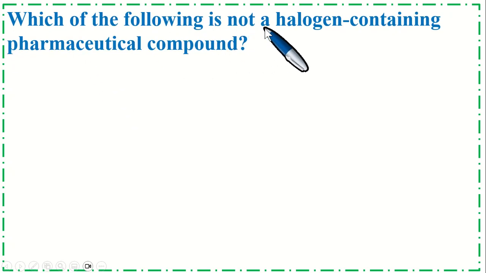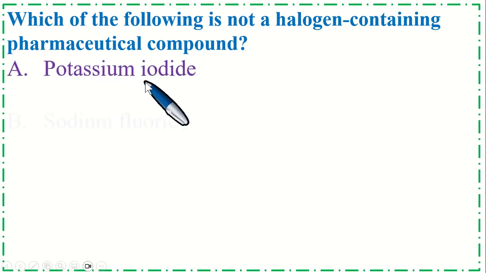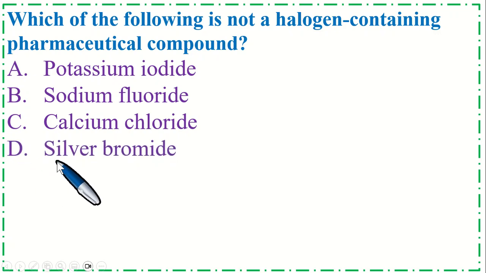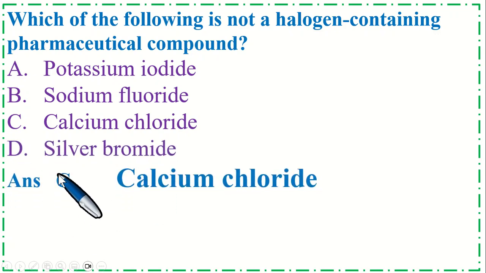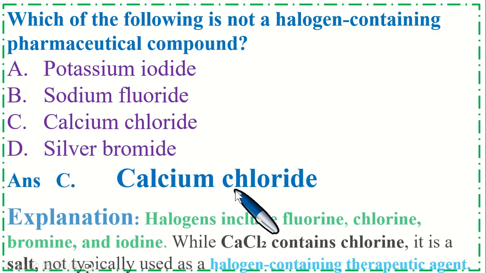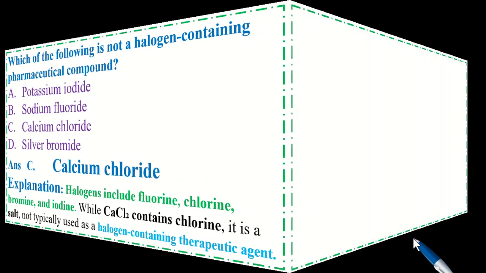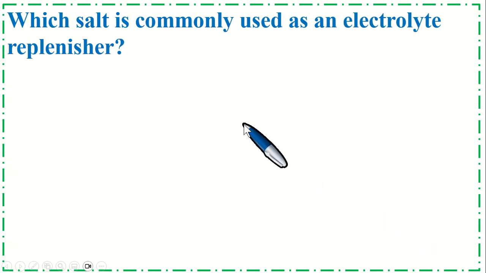Which of the following is not a halogen containing pharmaceutical compound? Option A, potassium iodide, B, sodium fluoride, C, calcium chloride, and option D, silver bromide. So the correct option is C, calcium chloride. Halogens include fluorine, chlorine, bromine, and iodine, while CaCl2, calcium chloride, contains chlorine. It is a salt not typically used as a halogen containing therapeutic agent. So this is a very important MCQ.